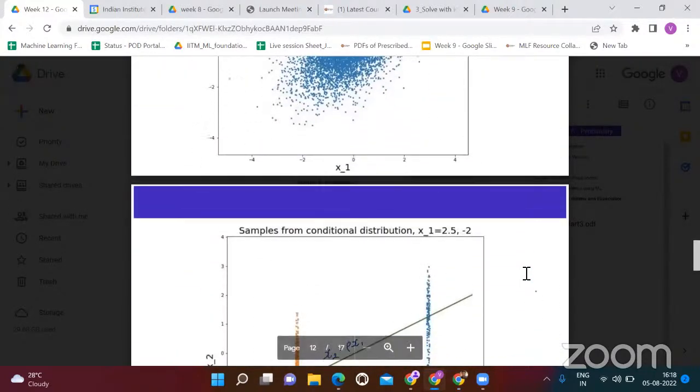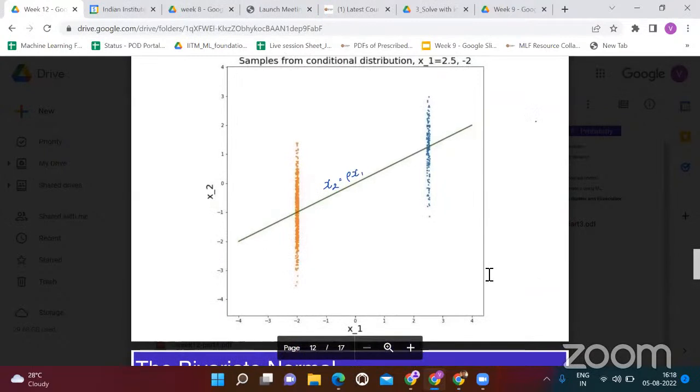How does it conform? You can see that whenever you fix x2 equal to rho x1, this would be a normal distribution. How will you say that this is a normal distribution? Wherever the line passes, you can see that a bunch of points are there. In the normal distribution, you already know wherever there is a mean value, there is a bunch of distribution, right?